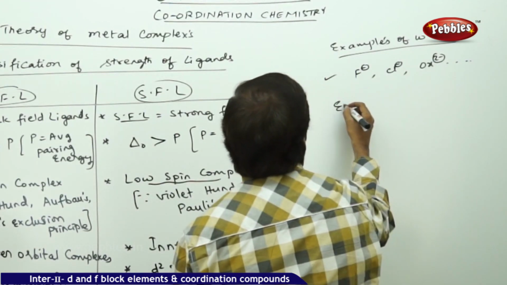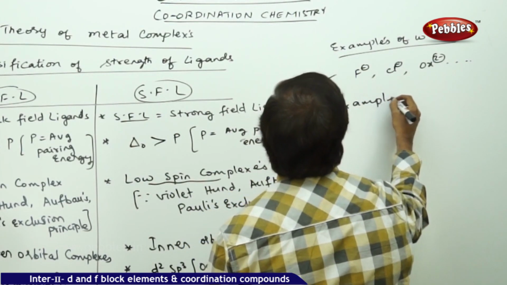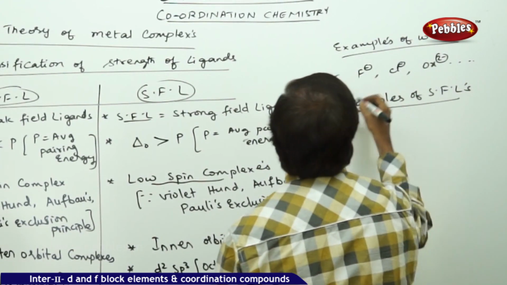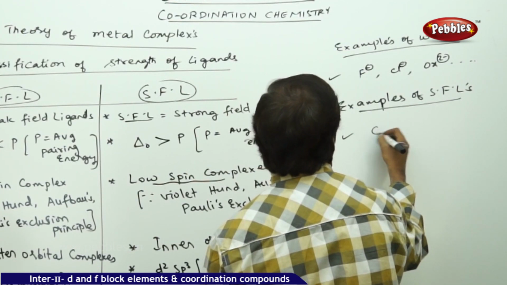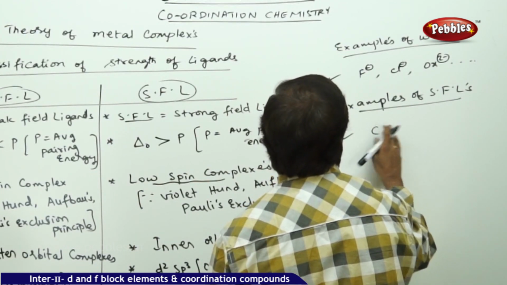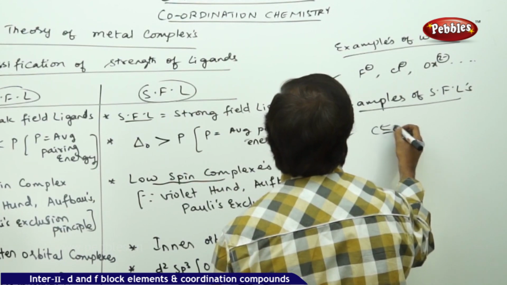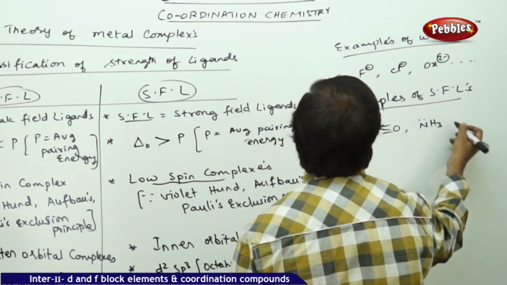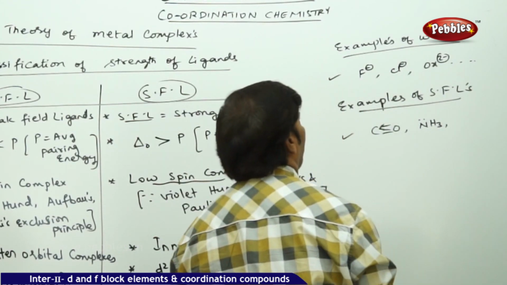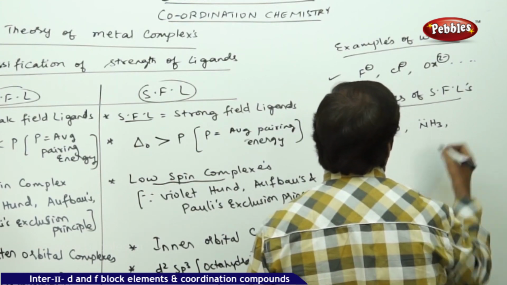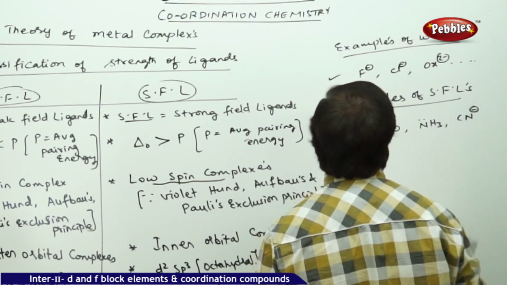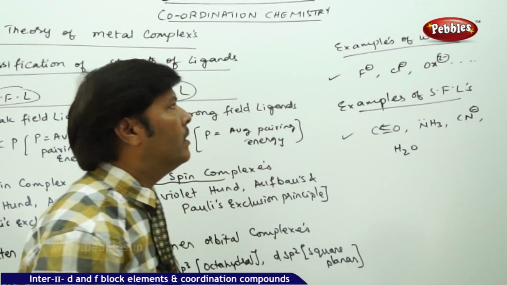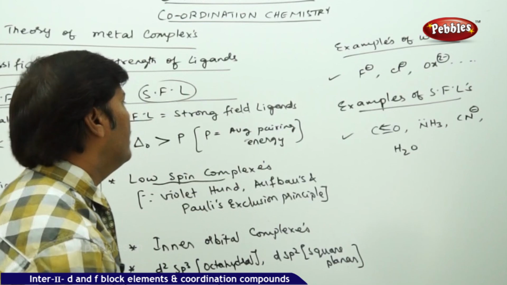If you go for examples of strong field ligands, you can take a number of examples. CO, carbonyl group, is a strong field ligand. Then ammonia is a strong field ligand. Cyanide is a strong field ligand. Water is a strong field ligand, and so on. All these are examples of strong field ligands and weak field ligands.